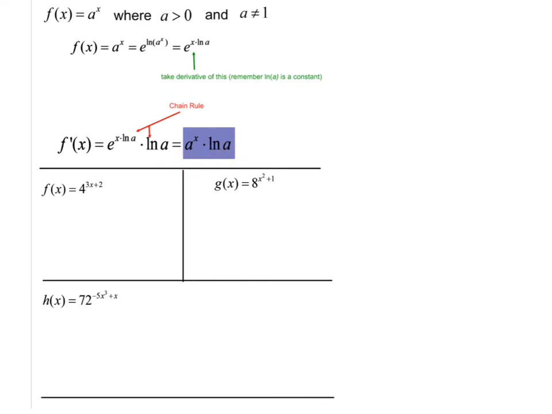So if I have 4 to the 3x plus 2, well, the derivative of 4 to that exponent would be 4 to the 3x plus 2 times the natural log of the base, which is 4. And then doing the chain rule, times the derivative of the power. Whoops, messed that up. That's going to be just times 3.